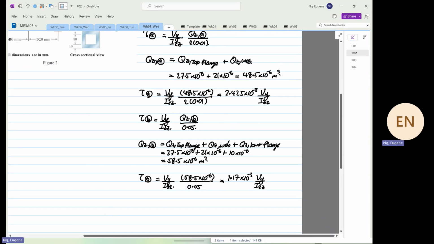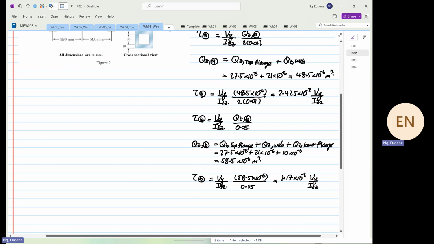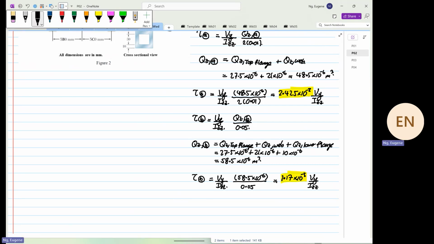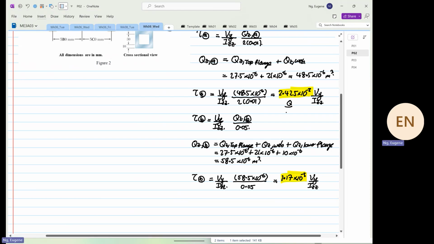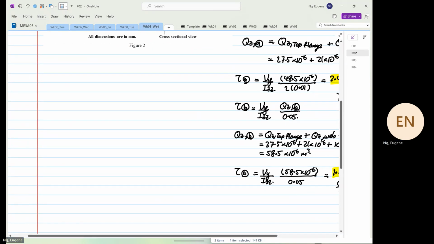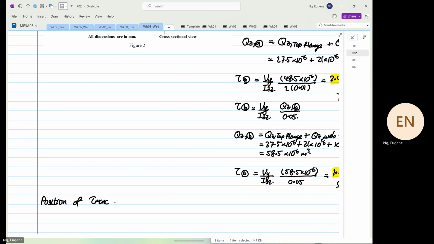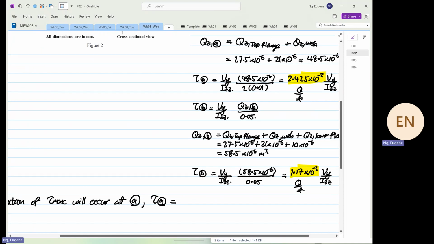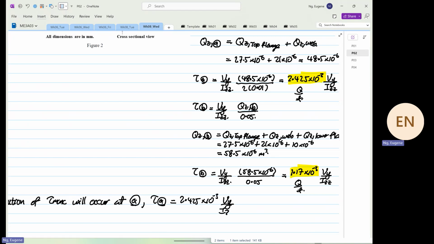So from here, we can conclude, right? If you were to focus on these two values, these two values represent our ratio, Q over T, yes or no? So from here, we can now declare that the position of tau max will occur at point A, where stress at point A will be equal to what? 2.425 times 10 to the power minus 3 Vy over IZZ. Okay.